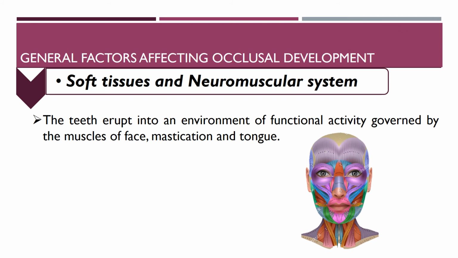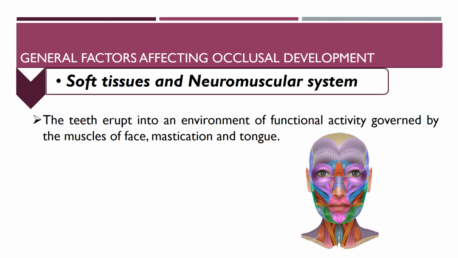Then, the soft tissues and neuromuscular system should be examined to identify any abnormality in the soft tissue surrounding the teeth that leads to abnormal positioning, relationship and occlusion of the upper and lower teeth. As we know, the teeth erupt into an environment of functional activity governed by the muscles of the face, mastication, and tongue.